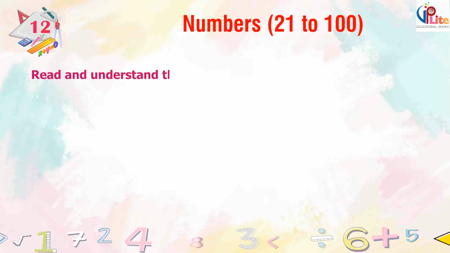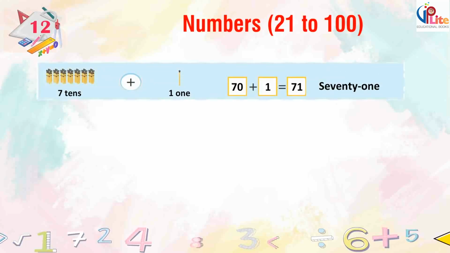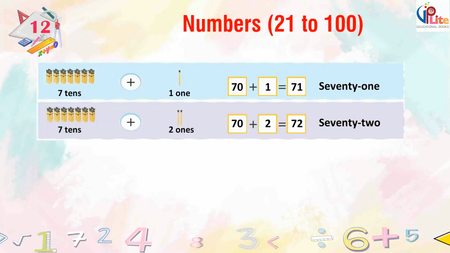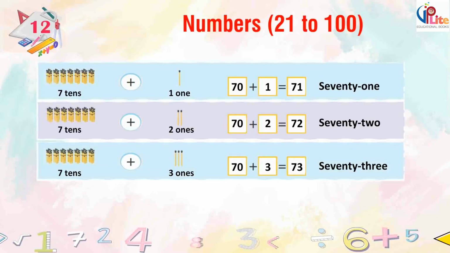Read and understand the numbers from 71 to 80. 7 tens plus 1, 70 plus 1 is equal to 71. 7 tens plus 2, 70 plus 2 is equal to 72. 7 tens plus 3, 70 plus 3 is equal to 73.